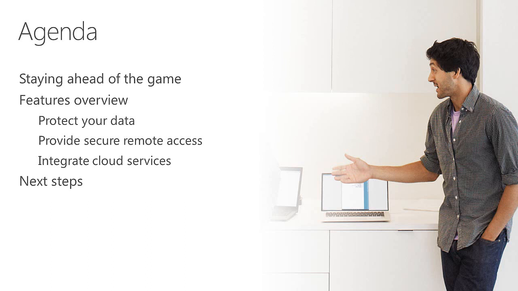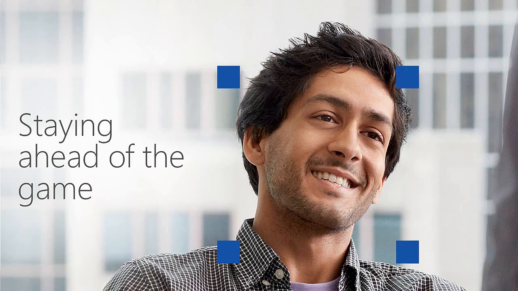Taking a quick look at our agenda, we'll kick things off with a brief context of what's happening in the market today, talk a little bit about our Ahead of the Game campaign, and then dive into a features overview. I've broken this up into our three main areas where we've collected together the different pieces of functionality. So we'll talk about how Essentials helps you protect your data, provide secure remote access, and also integrate with cloud services. And then finally, we'll wrap up with some next steps that you can take.